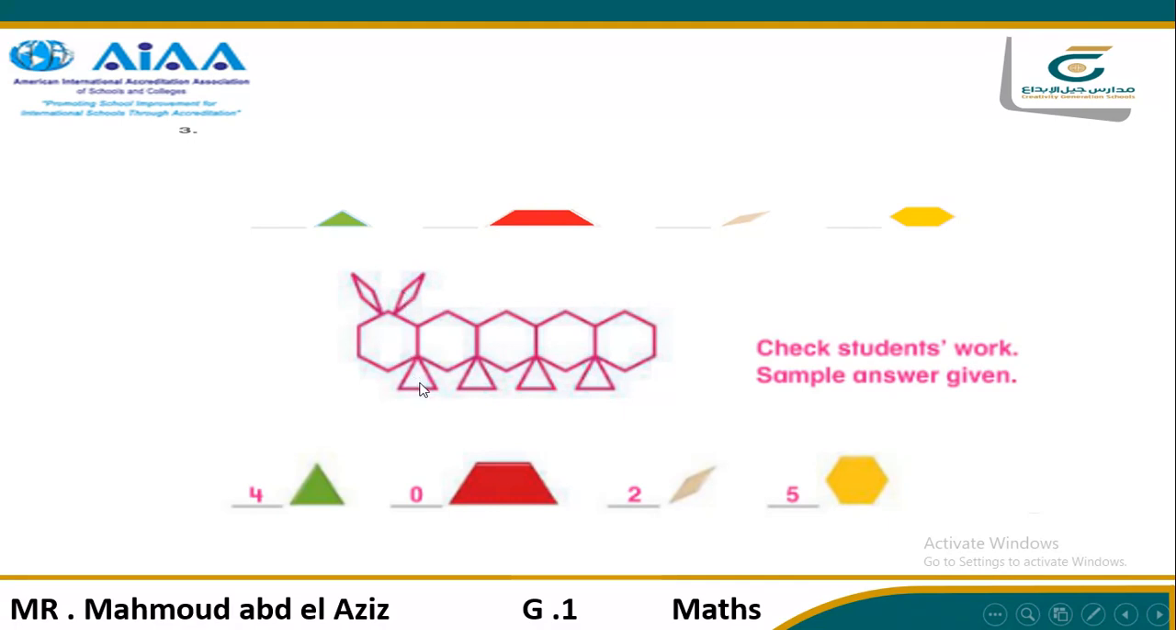And how many triangles as legs here? 1, 2, 3, and 4. So we have here 4 triangles, and we didn't use this shape, this trapezium, so I will put here 0. So we have here 4 triangles as legs, this worm, and 2 parallelograms here, and 5 hexagons.